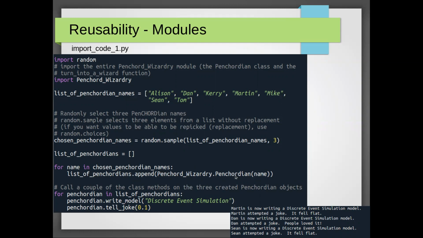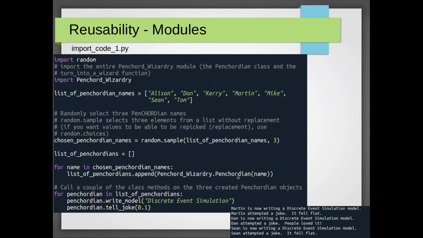And the thing I want is a Pencordian, which is a class definition. And that class definition needs as its input a name to set up a new Pencordian. So what this is doing is it's saying for each name that I've picked here, create a new Pencordian using the class definition I set up in the Pencord Wizardry.py file, and use the name that was randomly selected as the name to create that Pencordian. So that will then create 3 Pencordian objects with their separate names.